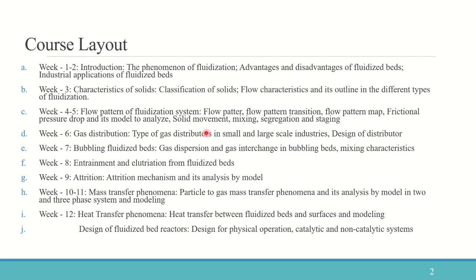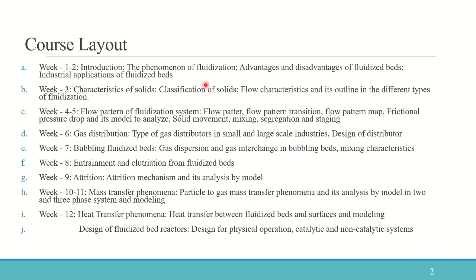Now we'll start with the course layout. I have discussed this other times also, so I'll just give you a brief introduction. This is a 12-week course. In the first few weeks, we dealt with the introduction to fluidization, advantages and disadvantages of fluidized beds, and industrial applications of fluidized beds. Also how solid classification is handled, and flow characteristics and its outline in different types of fluidization.